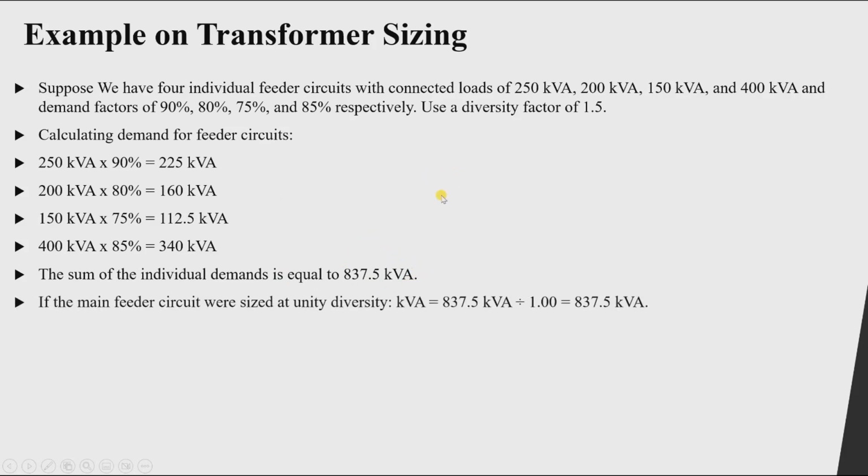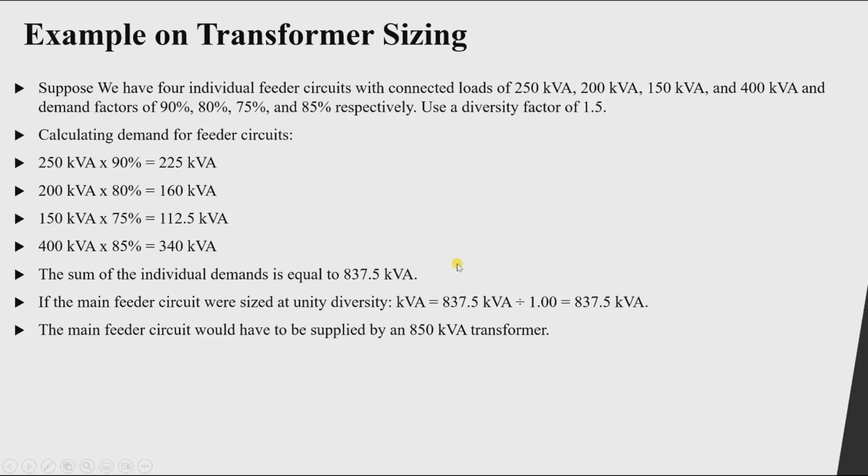Now if we size our feeder at unity diversity factor, which means all of these loads are always at maximum, or there is a possibility that all of these will have the maximum demand at the same time, which in reality will never happen. Okay, so it's 837.5. If we size our transformer based on this, you will find that we will look for a transformer of 150 kilovolt ampere if you find it. However, in reality, you will find a 1 megavolt ampere transformer.